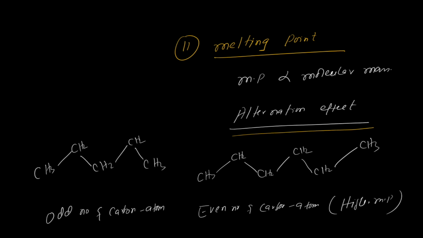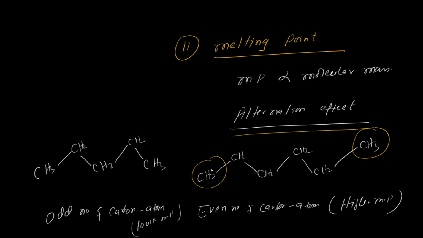So why is this so? This will have a lower melting point. Odd number of carbon atoms have a lower melting point and even number have a higher melting point. So there is steric hindrance. The concept works on steric hindrance.